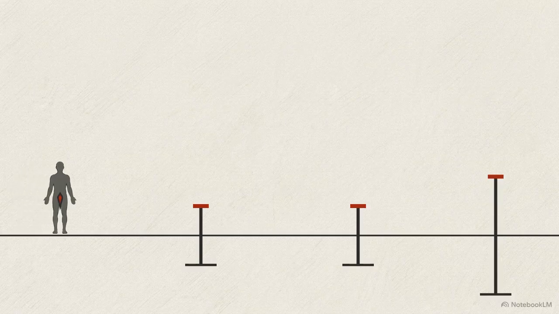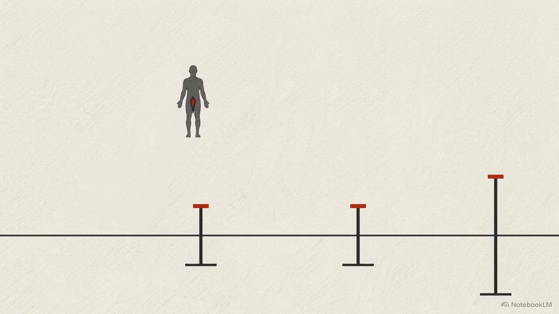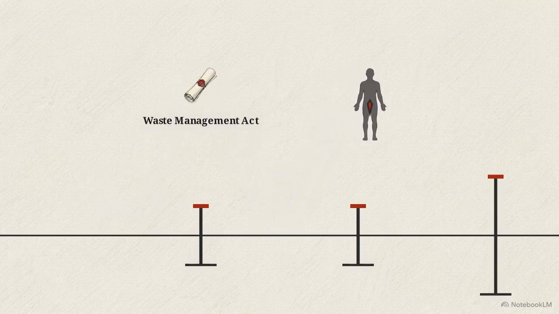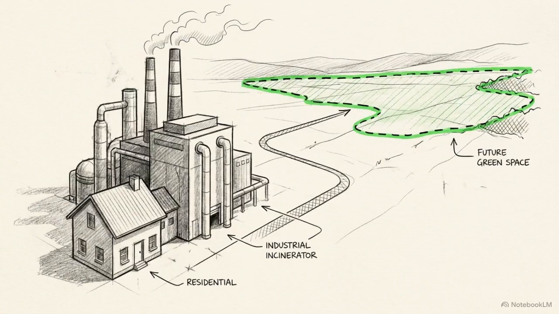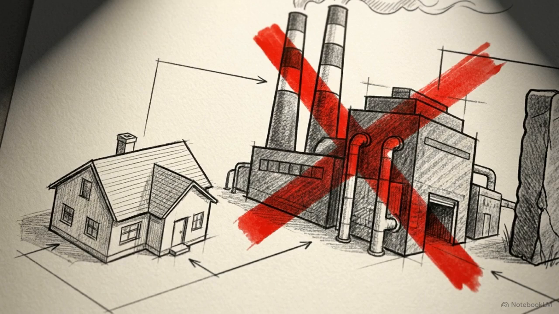We apply this calculus back to Rihanna. The state clears Hurdle 1 via the Waste Management Act, and Hurdle 2 regarding economic well-being. But for Hurdle 3, proportionality, if an alternative, safer site for the incinerator exists away from residential areas, building it just 200 meters from her home will fail the test. The state's action is unlawful.